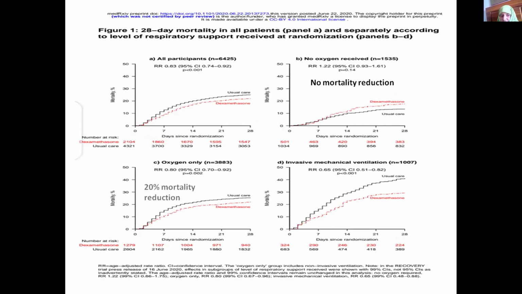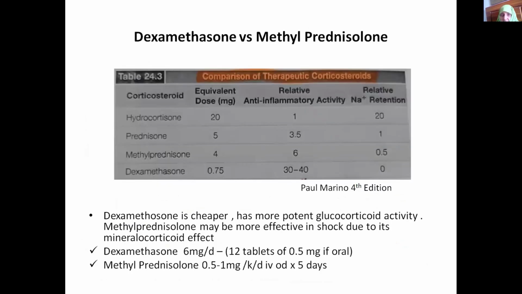In patients who were on oxygen, there was a 20% mortality reduction, and in those who were on mechanical ventilation, there was a bigger difference in mortality, with the 28-day mortality decreasing to 35%. So the bottom line is that steroids should only be used in those patients who have an oxygen requirement or are on invasive mechanical ventilation.